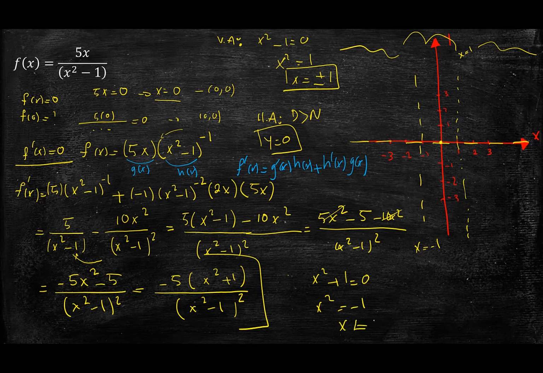And since x squared is going to be equal to negative 1, x does not exist because I can't have the square root of negative 1, right? So there's no maximum or minimum for this function. Now the next thing I'm going to do is to take the second derivative of this guy.